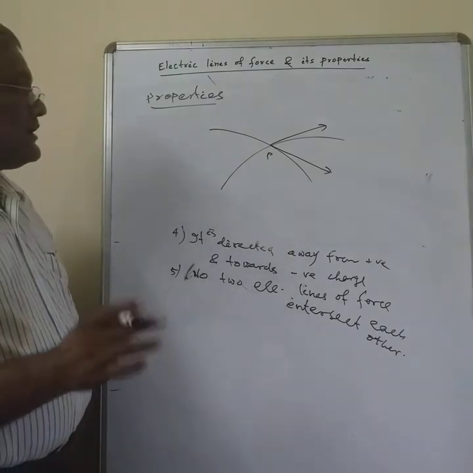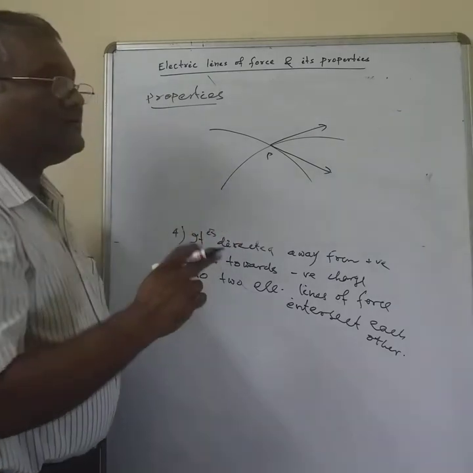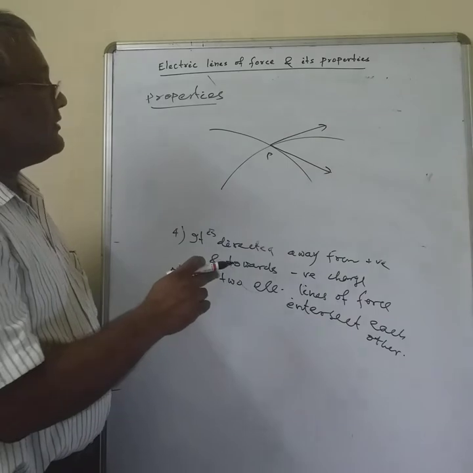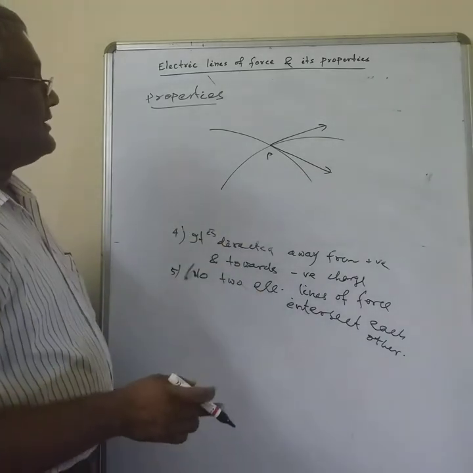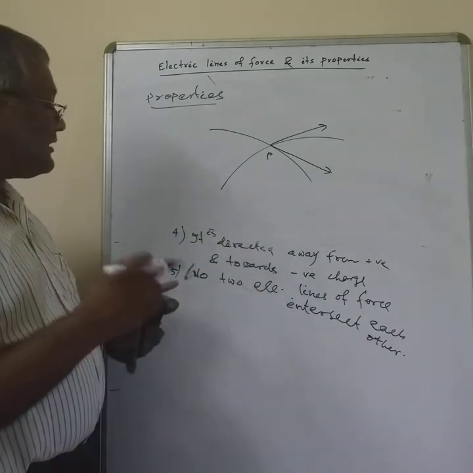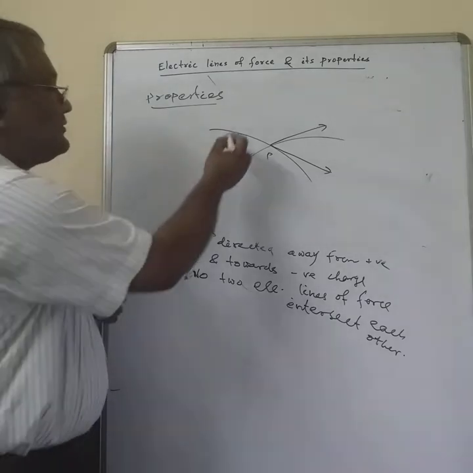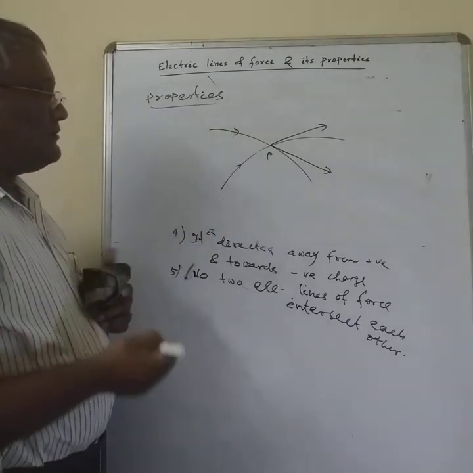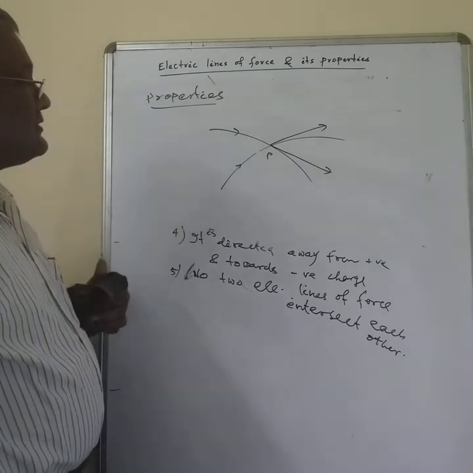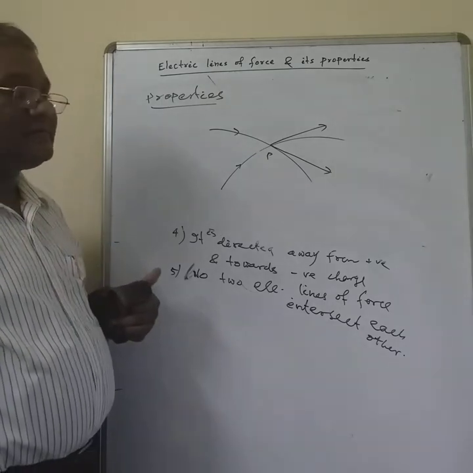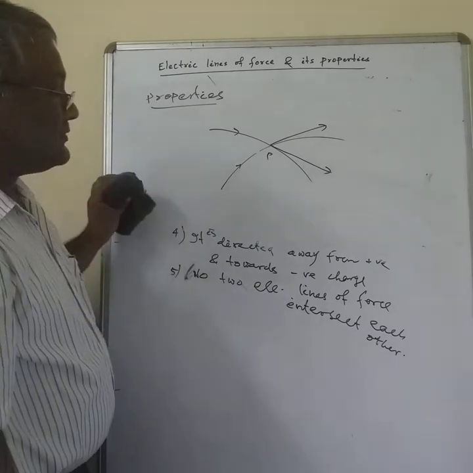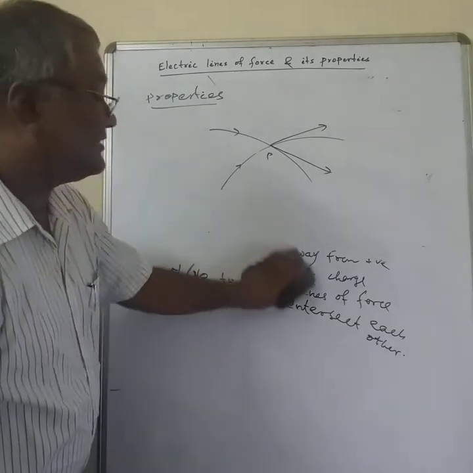Why? Because at one point the electric field is directed in only one direction, so it cannot have two directions, hence it is impossible. Again I am saying, if two lines of force intersect each other at one point, say at point P, there will be two tangents which will give rise to two directions of a single electric field, which is impossible. Hence, two electric lines of force never intersect each other.